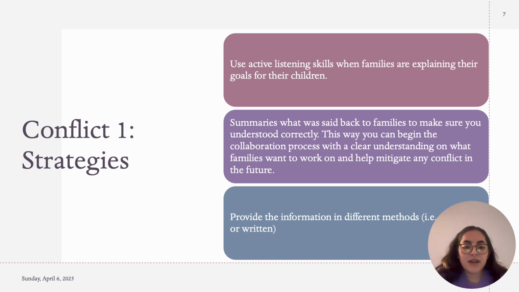So some strategies to help reduce this conflict is using active listening skills when families are explaining their goals for their children and or concerns for the interventions that you have in place. I also think summarize what was said back to families to make sure that you understood correctly and that families also understand correctly. This way, you can begin the collaboration process with a clear understanding of what families want to work on and help reduce any conflict in the future.